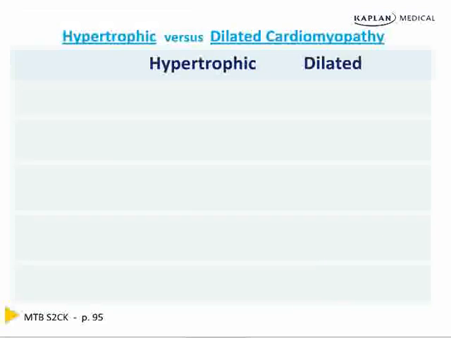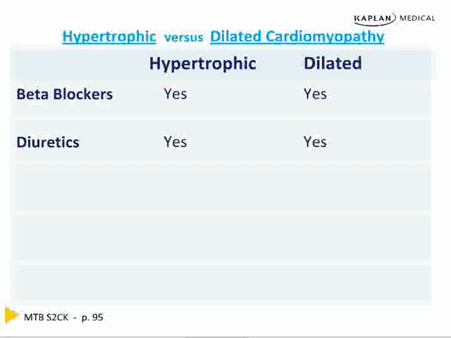Let's summarize the therapy between hypertrophic and dilated cardiomyopathy. Well, they both get beta blockers. They both get diuretics. And remember, we mean hypertrophic cardiomyopathy, not labeling it hypertrophic obstructive. And in terms of ACE inhibitors, unclear benefit in hypertrophic cardiomyopathy. Definitely beneficial in dilated.